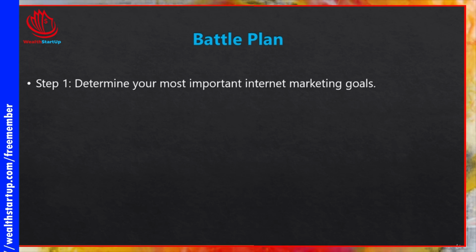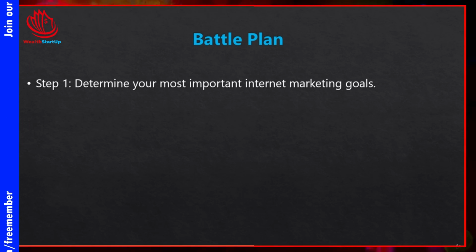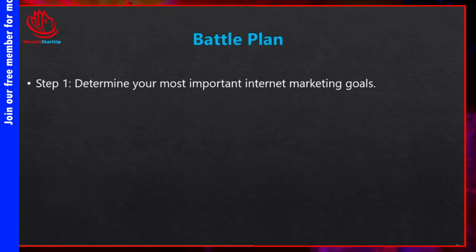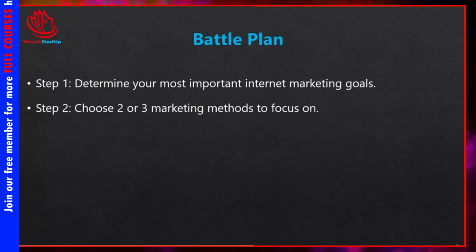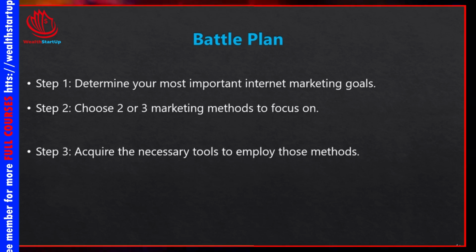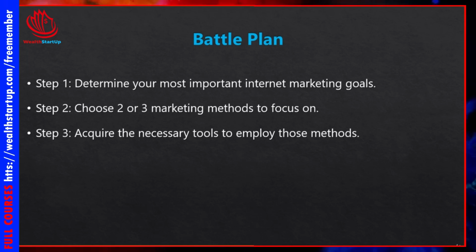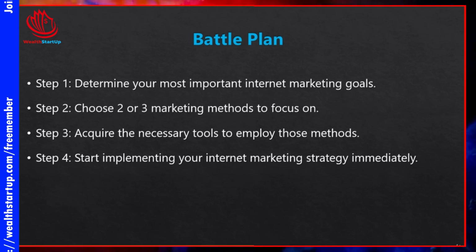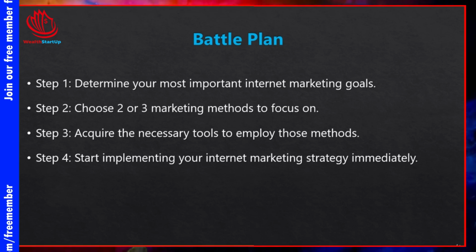Step 1. Determine your most important internet marketing goals. Step 2. Choose 2 or 3 marketing methods to focus on. Step 3. Acquire the necessary tools to employ those methods. And Step 4. Start implementing your internet marketing strategy immediately.